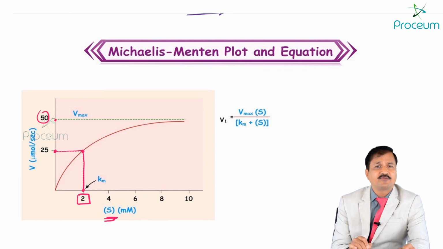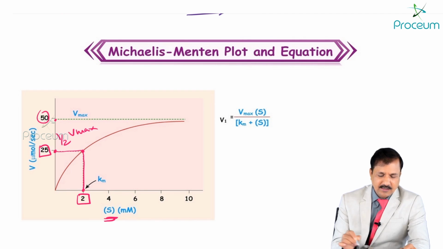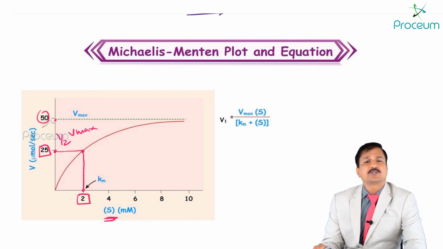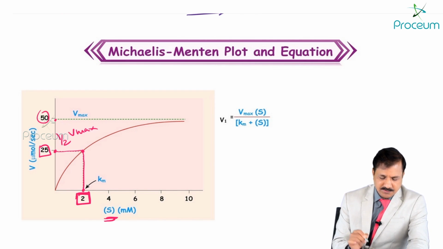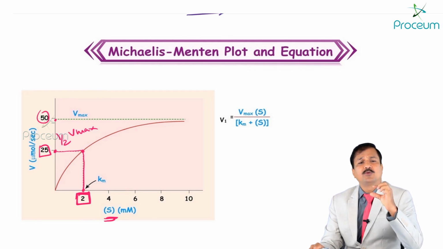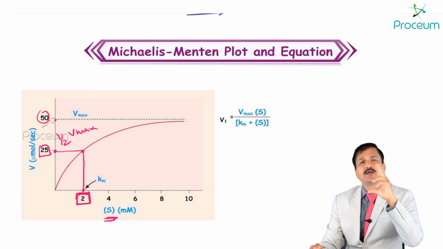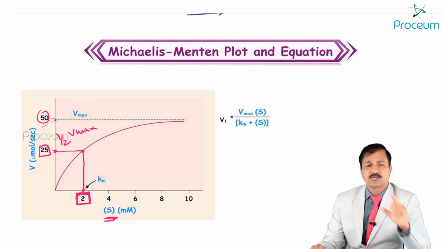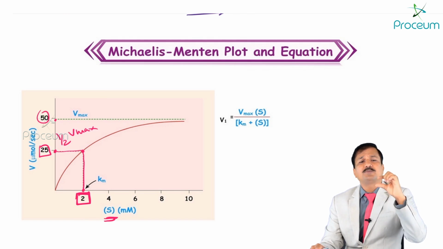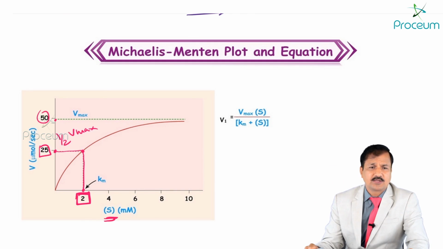So 2 millimoles is the substrate concentration at which your enzyme reaches half of its maximum velocity. Because maximum velocity is 50, 25 is half Vmax, and what is the substrate concentration at which your enzyme reaches half of its maximum velocity? It is 2 millimoles of substrate concentration. That means at 2 millimoles of substrate concentration, in this particular example, the enzyme reaches half of its maximum velocity. That means 50% of the active sites of your enzymes are occupied there. That's what it means. At 2 millimoles of substrate, 50% of the available enzyme active sites are occupied. So product formation is going on there.